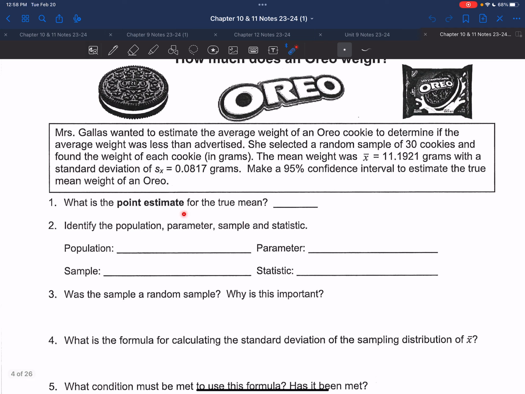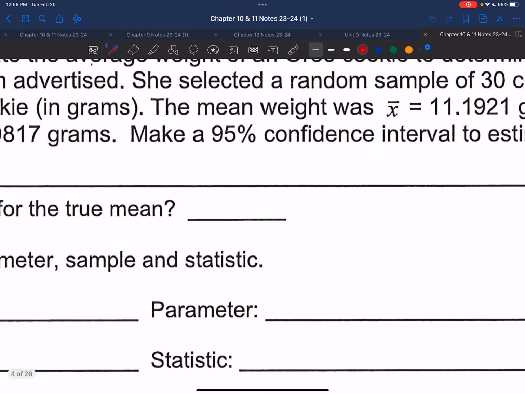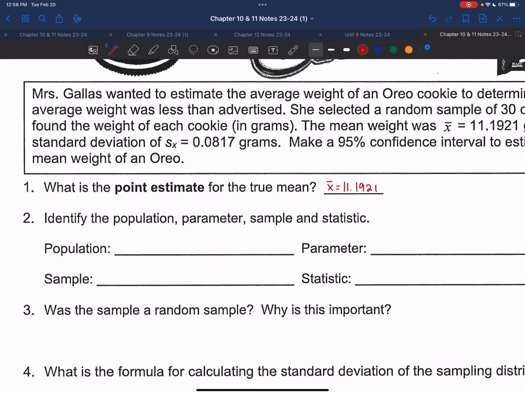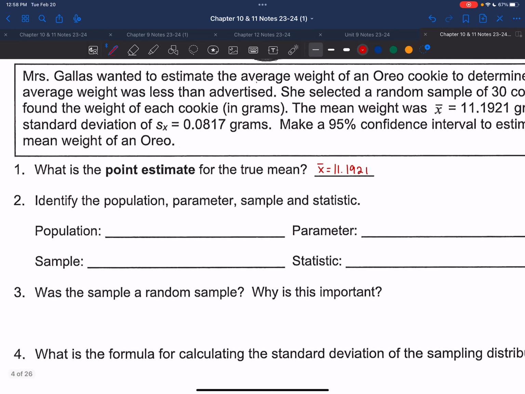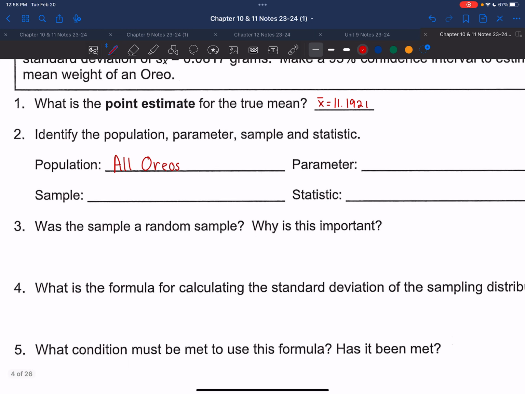So what is our point estimate for the true mean? We don't know what the true mean is, but our best guess is our point estimate, right? She sampled 30 cookies randomly and found a mean weight of 11.1921, okay? So this is our best estimate, our point estimate of the true weight of these Oreos. Now the population: she's wanting to make an estimation for all Oreos, okay? All Oreos. Our sample: she randomly sampled 30 Oreos, so 30 Oreos.